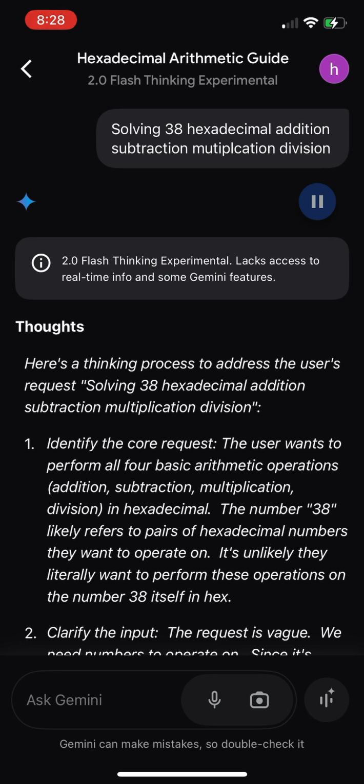1. Hexadecimal addition concept. Add each digit column from right to left, just like decimal addition. If the sum in a column is 16 or greater, carry over to the next column to the left. Example 1: 3A plus 25. Rightmost column, A plus 5. A is 10 in decimal. 10 plus 5 equals 15. 15 in hexadecimal is F.